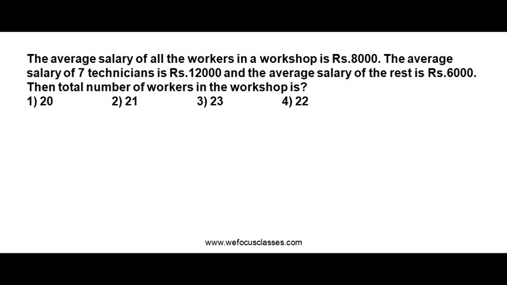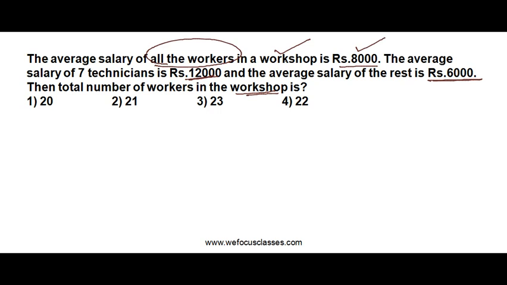The average salary of all the workers in a workshop is rupees 8,000. The average salary of 7 technicians is given as rupees 12,000. And the average salary of the rest is rupees 6,000. Then find the total number of workers in the workshop. So there is a workshop, and in this workshop all the workers' average is given as 8,000. So it is the combined average. But the workers are not the same.